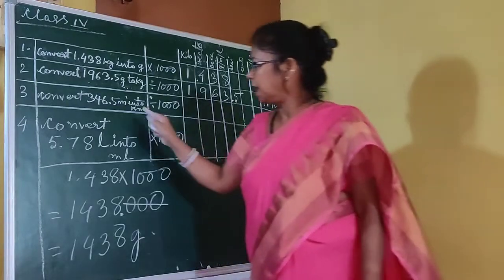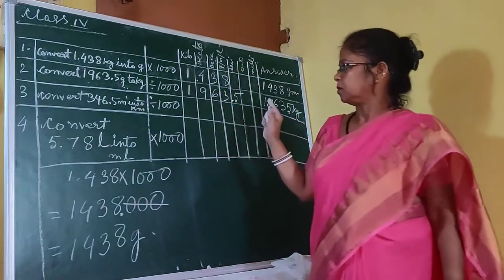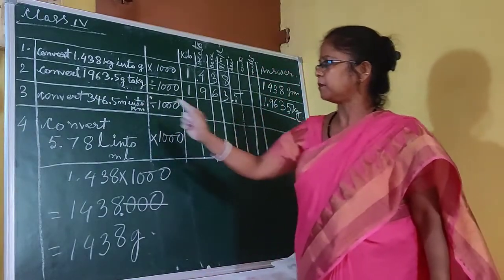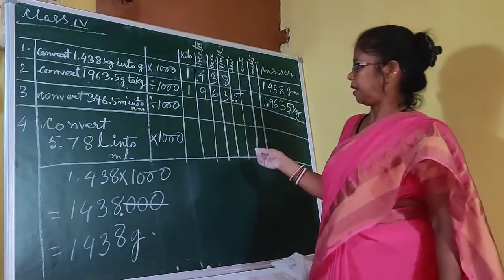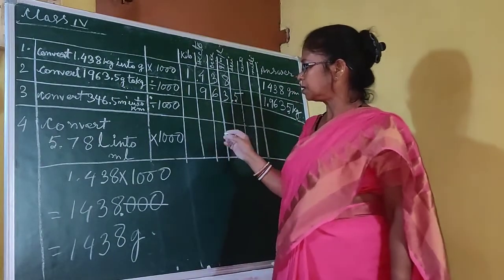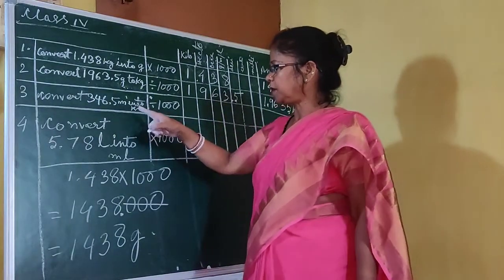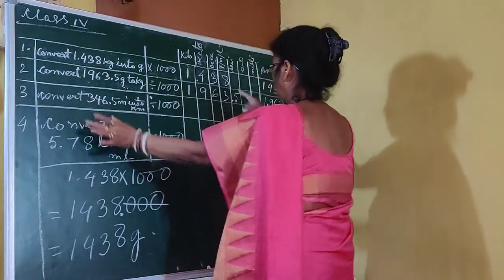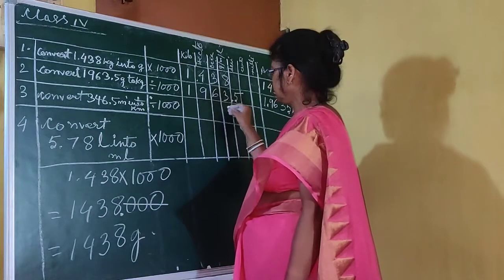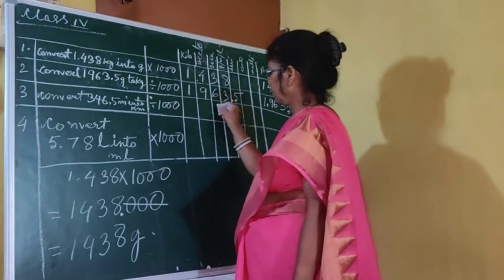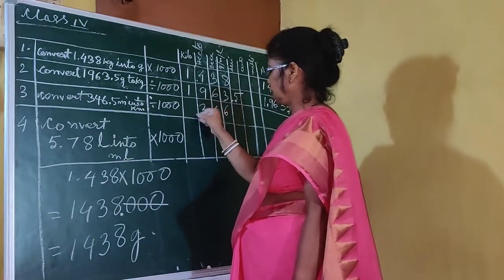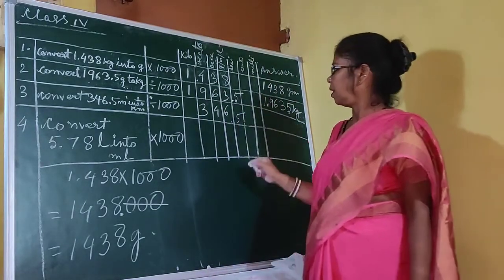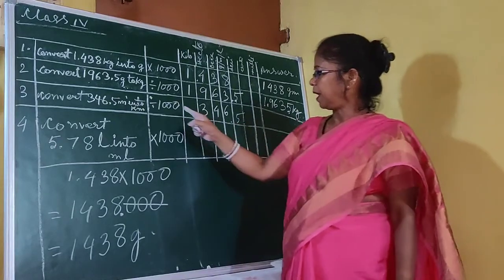Now the same here, meter to kilometer. Smaller to greater, you have to divide. So the decimal will shift this side, the left side. So you write the number first, meter to kilometer. That means this part is meter. So start from meter. Here it will be 6, 4, 3, 346.5. Then divide by 1000.